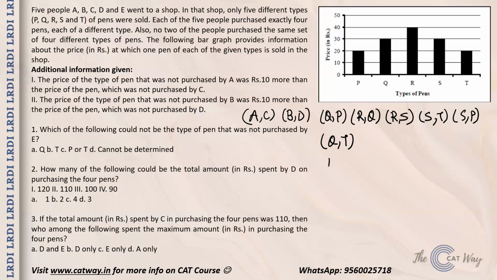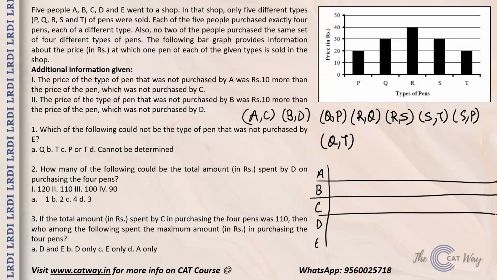So let's form the first case that we can have. We have A, B, C, D, and E, 5 people over here. Now we will form the cases. We do not know how many cases will be formed as of now. So let's say A and C do not buy Q and P.